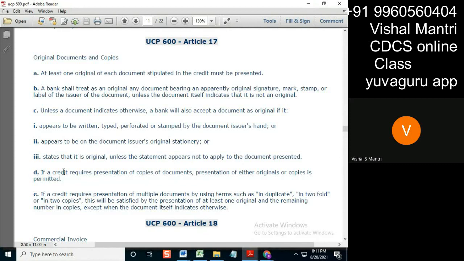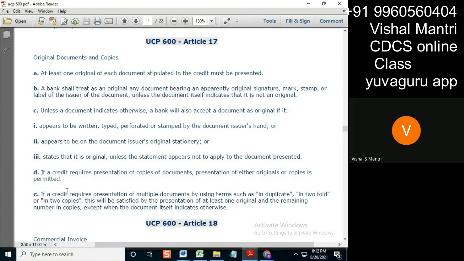D. If the credit requires presentation of copies of documents, presentation of either originals or copies is permitted. Means what? If it says photocopies or copies of invoice or copies of transport document, means 3 originals and 3 copies, or let's say copies of waitlist, and the beneficiary provides all the originals, then also it's okay. Either originals or copies. Means if copies are required, you can present originals or copies. But if originals are required, then only original.